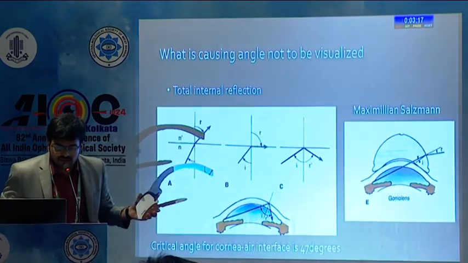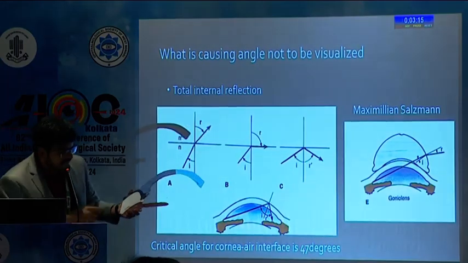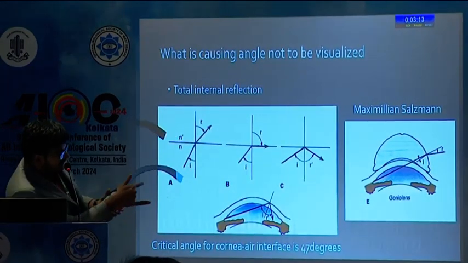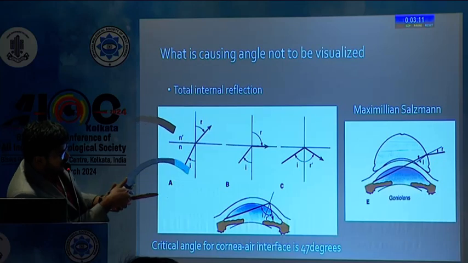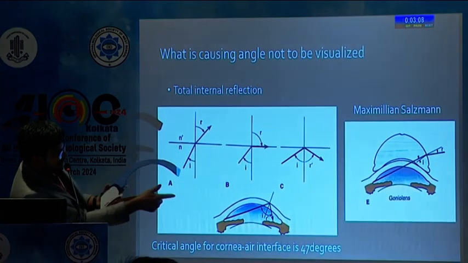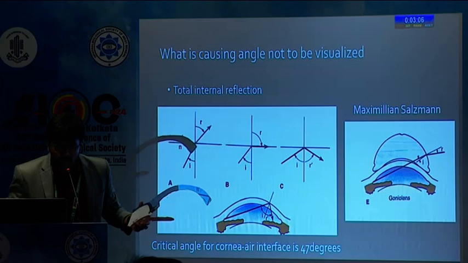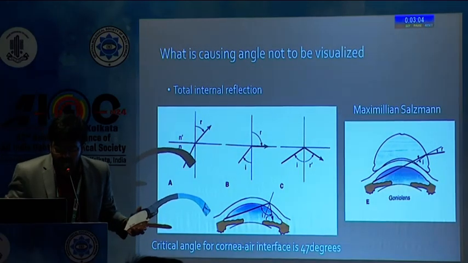So in picture C, you can see normally when the light traverses and hits the cornea at more than the critical angle, all of the rays are reflected. So that's why we won't be able to visualize the angle through the naked eye.